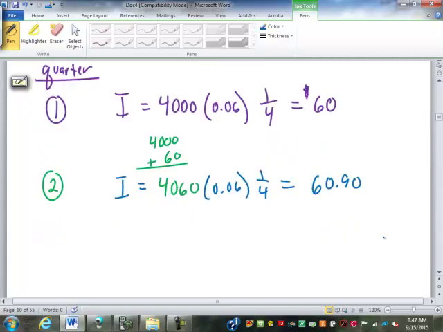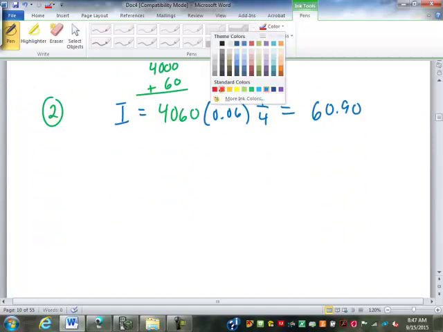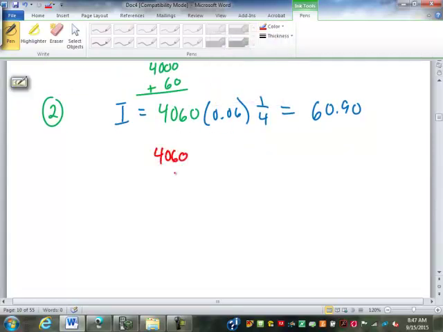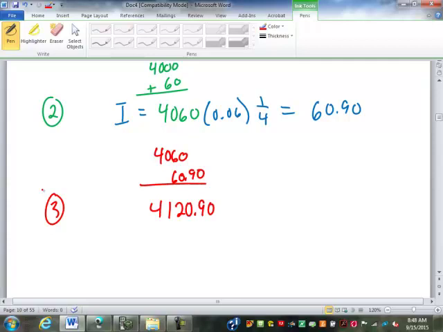So that means that for the third quarter, I have my $4,060 plus another $60.90, so I would be starting with $4,120.90. How many times would I have to do this to get through 3 years? 4 times would be 1 year, 4 quarters in a year, so for 3 it would be 4 times 3, which is 12 times. Perfect. I don't feel like doing this 12 times. Let's see if we can find a shorter way.